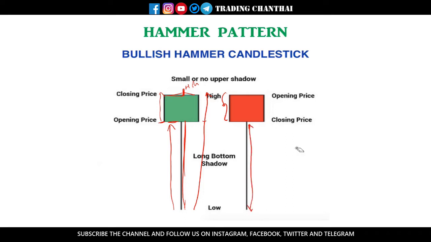So if you are planning to invest 1 lakh based on this green candle, you can invest 100%. But when you have this kind of red color hammer, you can invest only 50%, because the green hammer candle is more bullish than the red hammer candle.